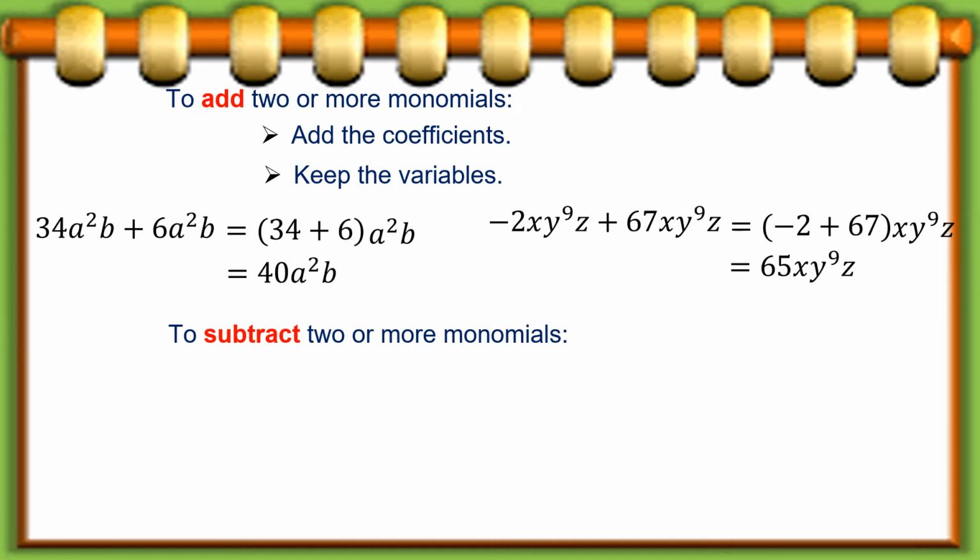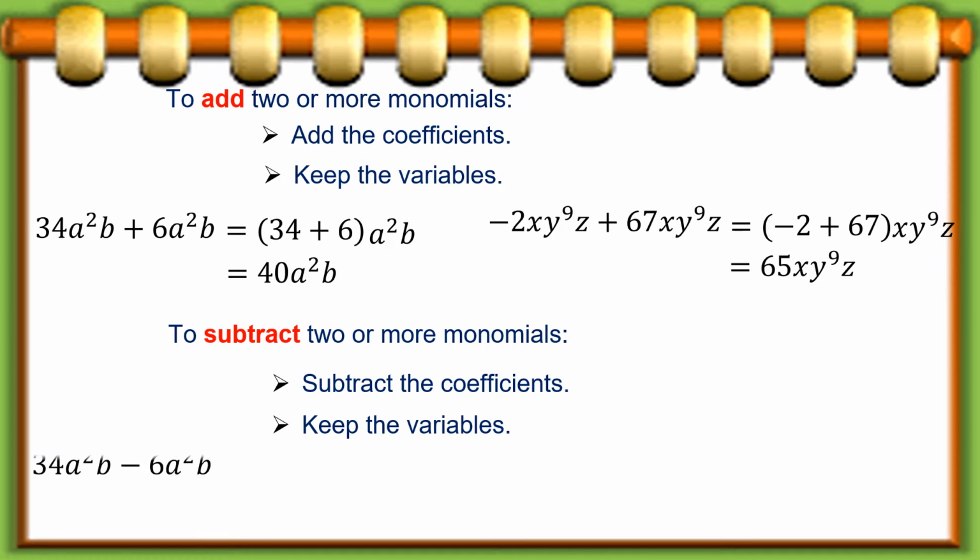Now let us have to subtract. To subtract two or more monomials, we need to subtract the coefficients and keep the variables. Supposing we have 34a squared b minus 6a squared b. In here, we are going to subtract 34 minus 6 and keep the variables. What is 34 minus 6? Correct. It would be equal to 28. So the answer is 28a squared b.